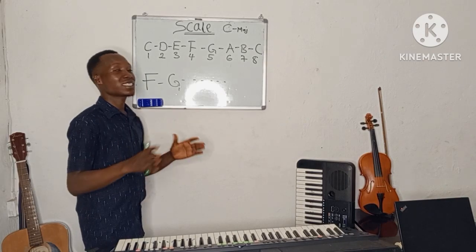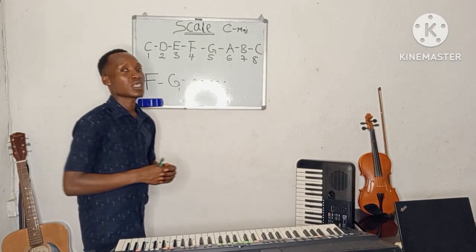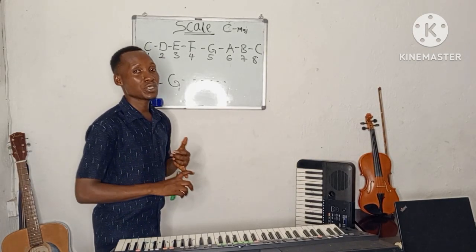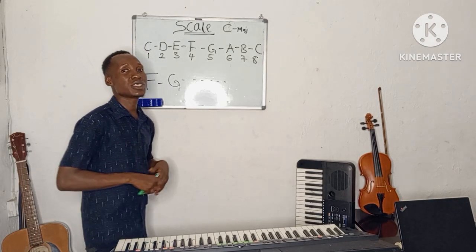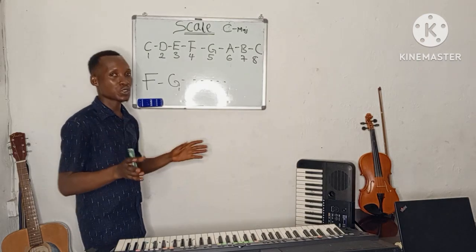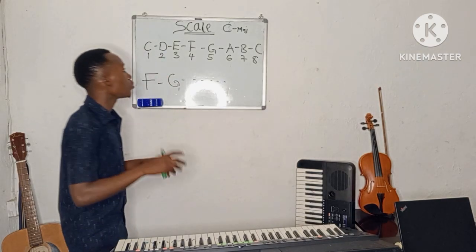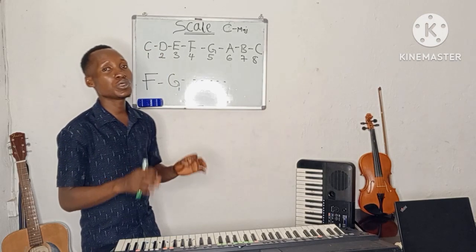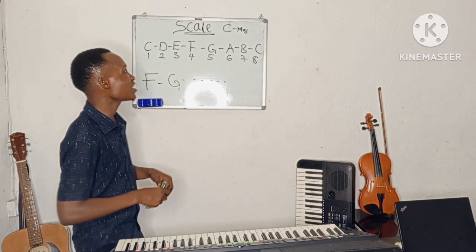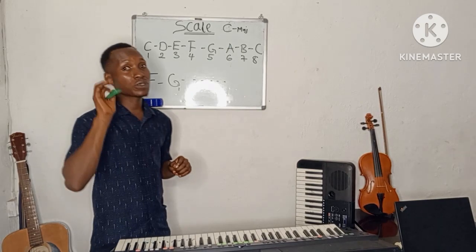Now, in music there are several types of scale. For example, we have the major scale, the minor scale, the jazz scale, the blues scale, the pentatonic scale, and so many other scales. But today I'm going to narrow in on the major scale. I'm going to use the major scale as an example. For example, let's take the key of C.